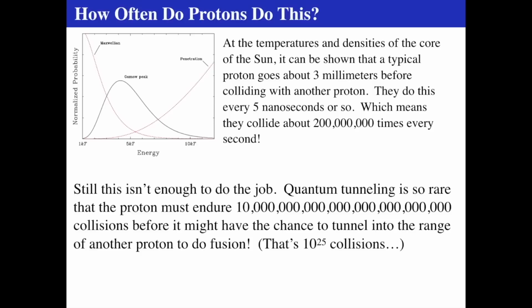So a proton goes 3 millimeters and whacks into a proton 200 million times every second in the center of the sun. A typical proton. There's a lot of protons in the center of the sun, so how often does this happen? Well, that's still not enough, because the Gamow peak is very tiny. So it's still so rare that it's got to do 10 to the 25th collisions, on average, before it has the chance to tunnel into the other proton and do the fusion dance.